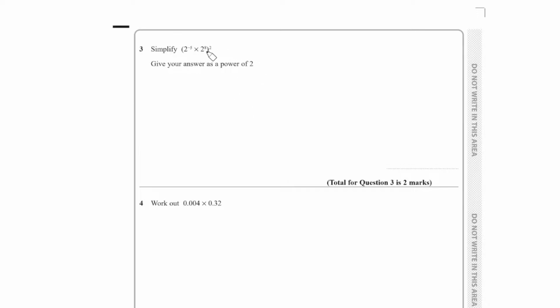So we're using index laws. I'm going to do inside the brackets first. When you have to multiply, and they both have the same base number, so you see how I've got 2 and 2, obviously, I can just add the powers. So -5 plus 8 would be 3, 2 to the power of 3. And then it's still squared, isn't it?